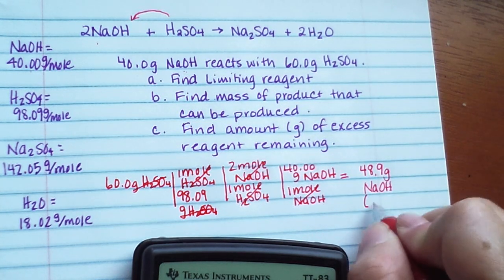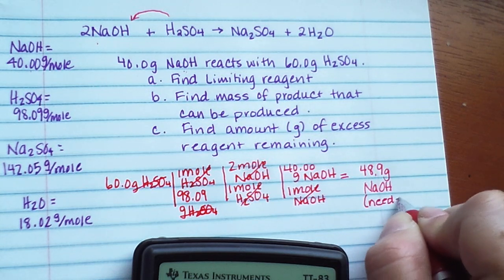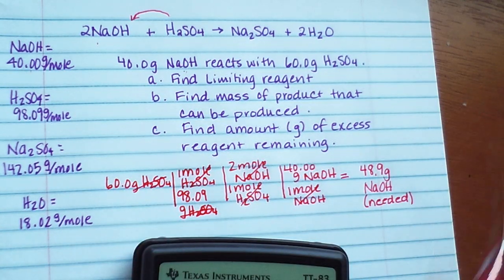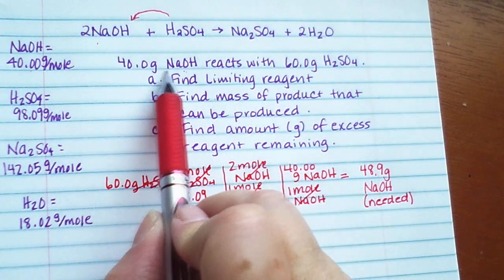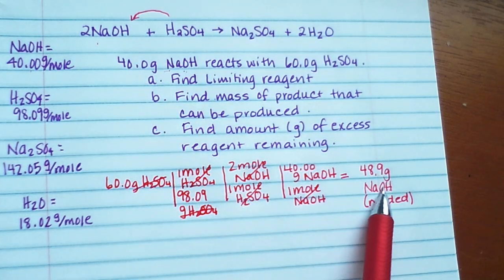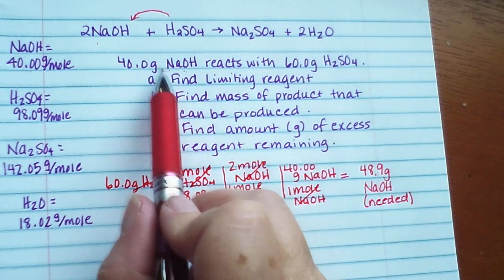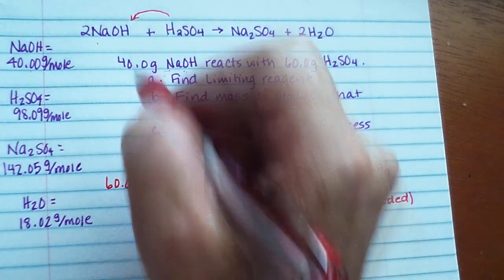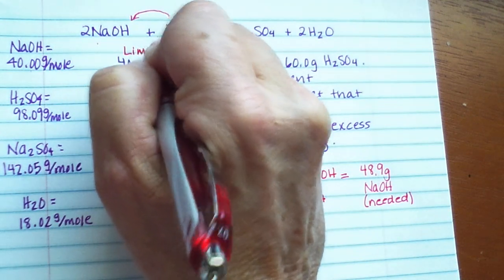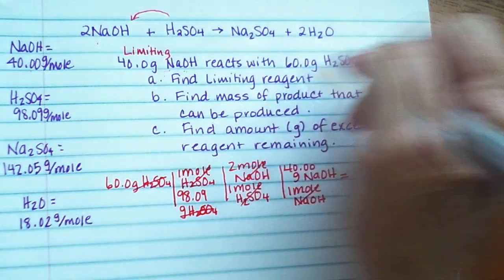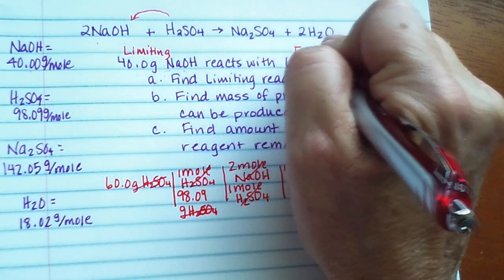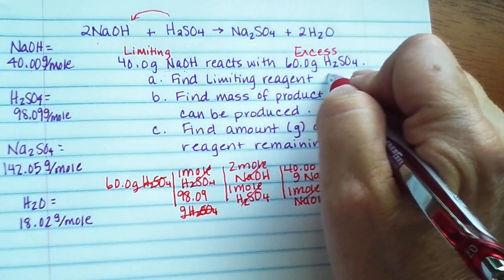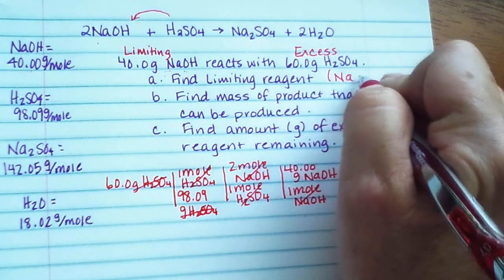That is what is needed to react with 60 grams of sulfuric acid. But I was only given 40 grams of sodium hydroxide. So my 40 grams of sodium hydroxide is limiting. I do not have enough. So I'm going to mark that immediately, limiting, which means that my 60 grams is excess. I have labeled those. Sodium hydroxide is limiting.